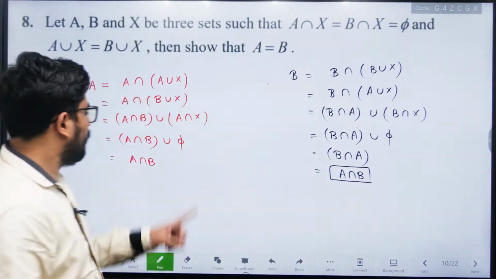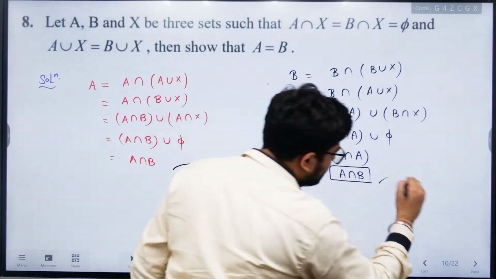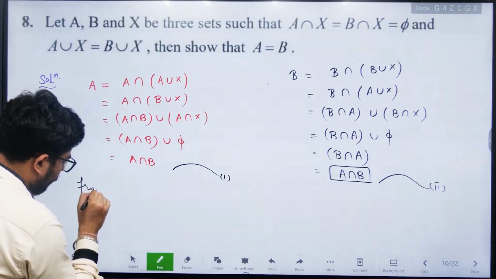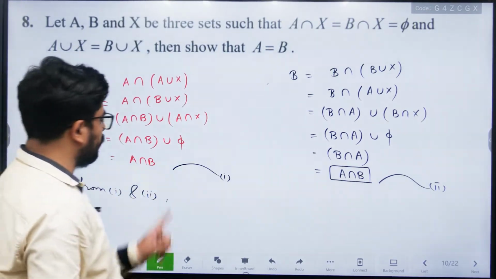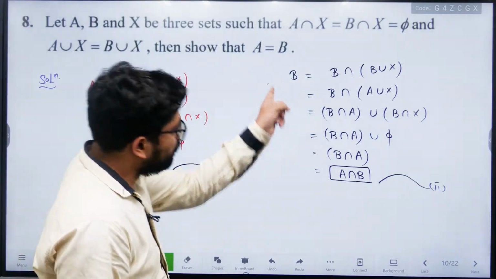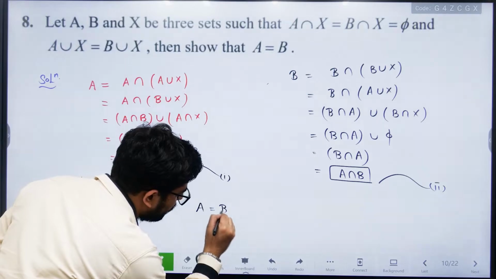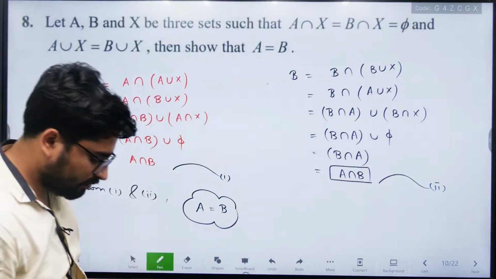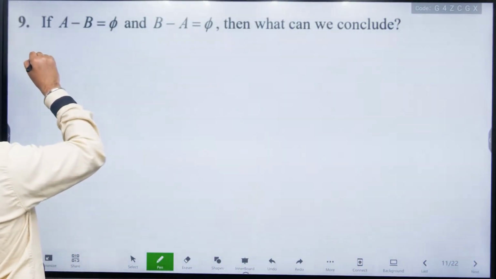Okay, so let's say this is 1 and this is 2, so from 1 and 2, what can we conclude? A is A intersection B, B is A intersection B, so A is equal to B. Okay, and this is your proof. Okay, next question. Question number 9.